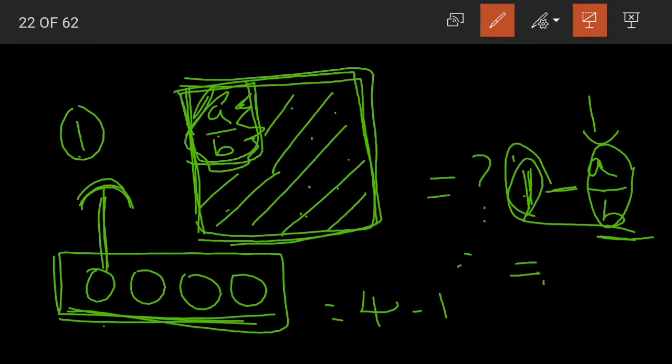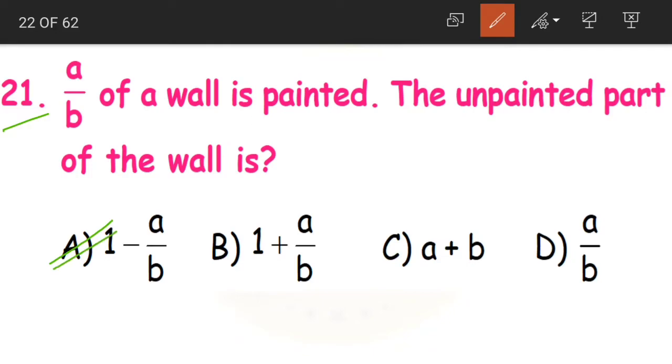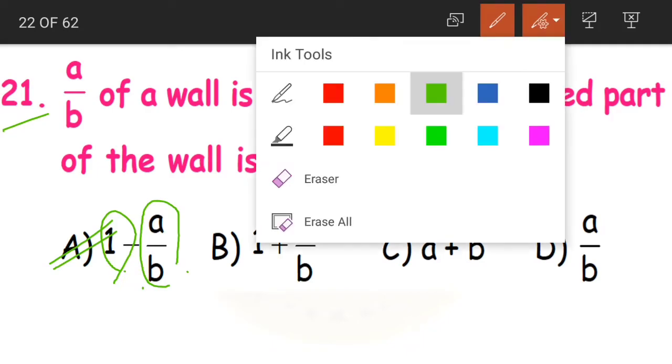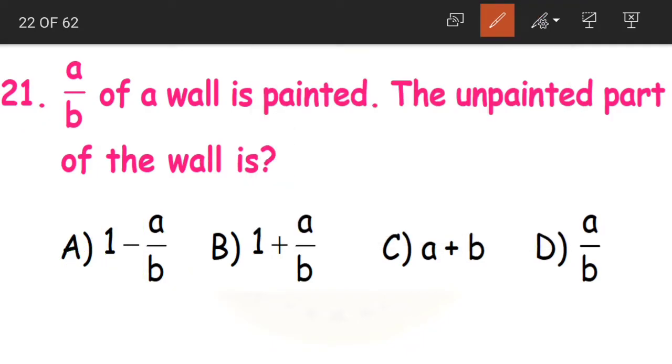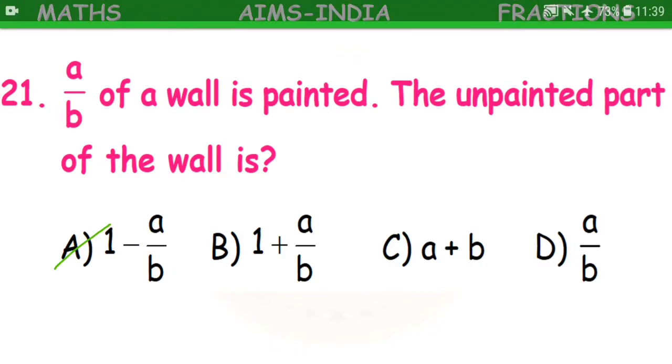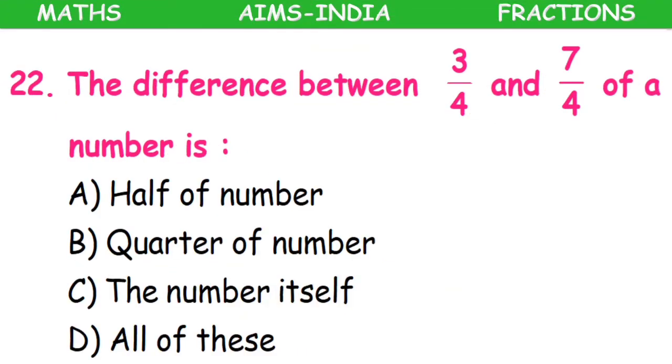1 minus A by B. Option A, 1 minus A by B is the answer. Why 1? Because the wall is a singular object, one object. It is our whole. Minus A by B, which is the part of the wall which is painted. 1 minus A by B will give us the correct answer.